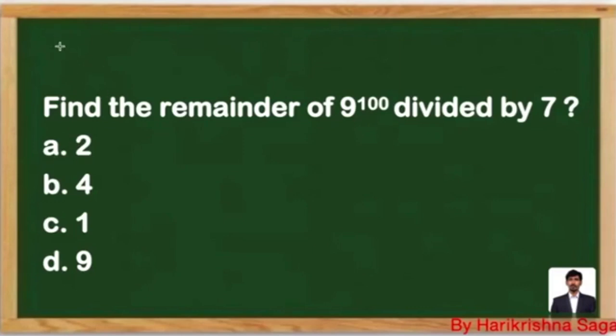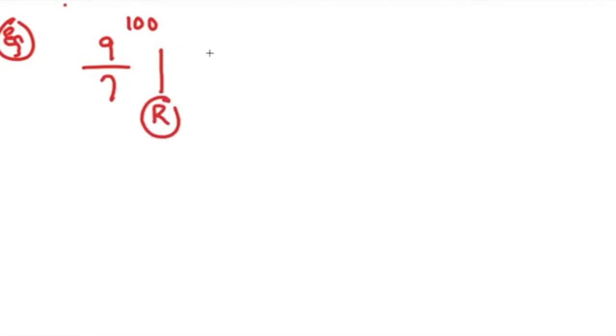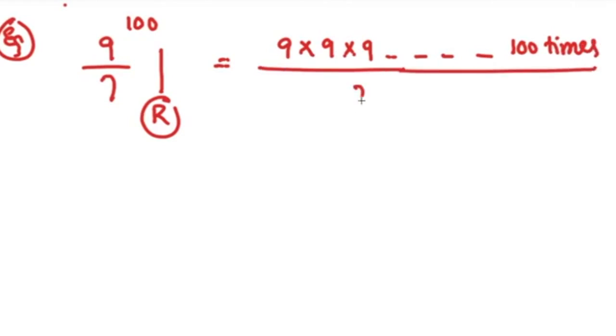So 9 power 100 by 7 remainder ఎంత అని అడిగాడు. సో ఒకసారి ప్రాబ్లమ్ ని సాల్వ్ చేస్తూ ఐ విల్ ఎక్స్ప్లెయిన్ ద కాన్సెప్ట్. 9 power 100 by 7 వాట్ ఈస్ ది రిమైండర్ ఇస్ ద క్వశ్చన్. 9 power 100 అంటే మీనింగ్ ఏంది? 9 into 9 into 9 into 9, like that 9 will come for 100 times, and that I am dividing with 7.